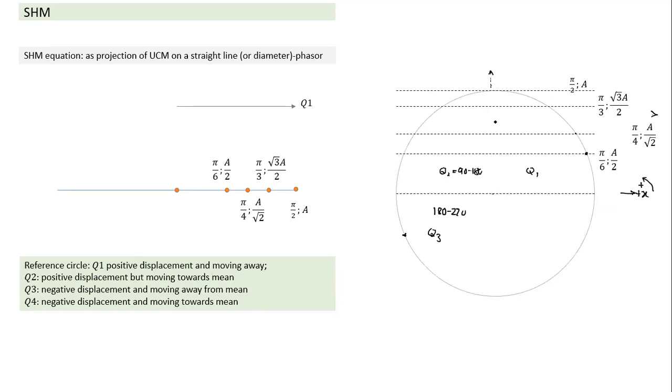So in the first quadrant of the reference circle, the motion is like this, mean position to extreme. Displacement is positive, and velocity is away from the mean position. Q2 is like this: it starts moving towards the mean position, displacement is still positive, and velocity is negative. This is Q3, and this is Q4. And this is the whole oscillation. One complete circle represents a whole oscillation.